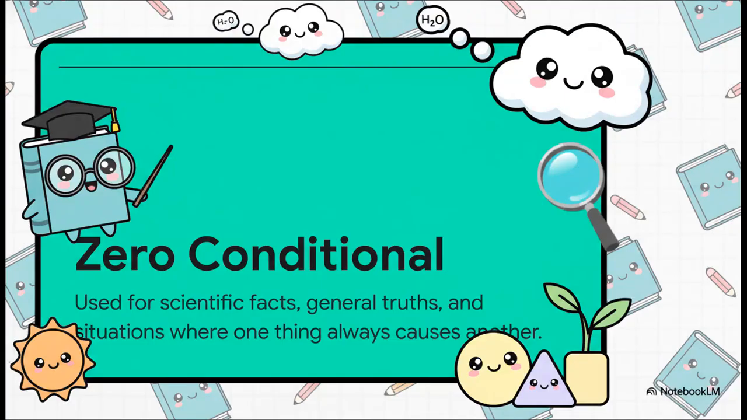So when do we actually use it? Well, you pull out the 0 conditional for things that are 100% true. We're talking scientific facts, general truths about how the world works, or just things about yourself that are always true. It's like a simple equation: if this happens, that always happens.